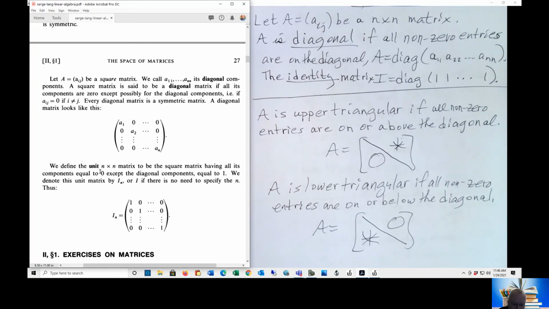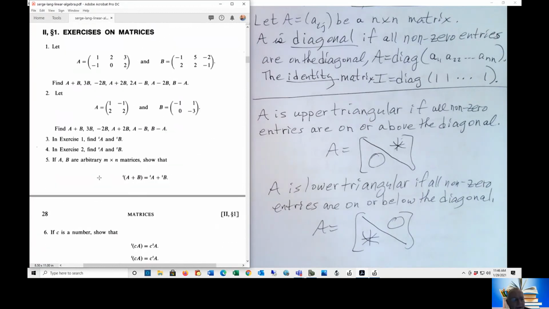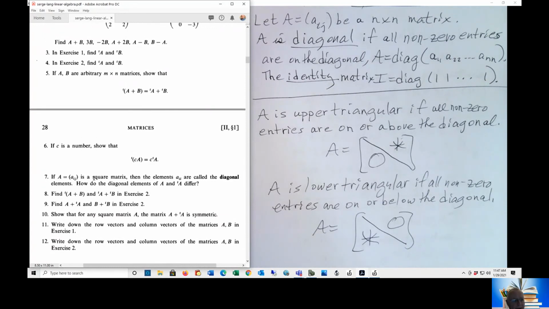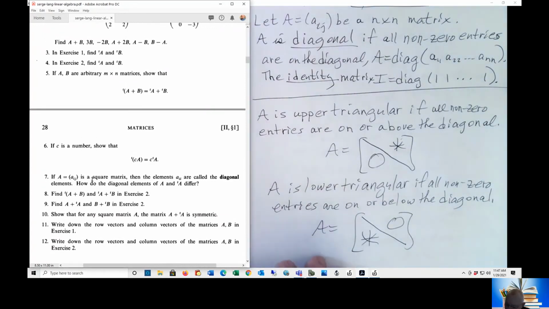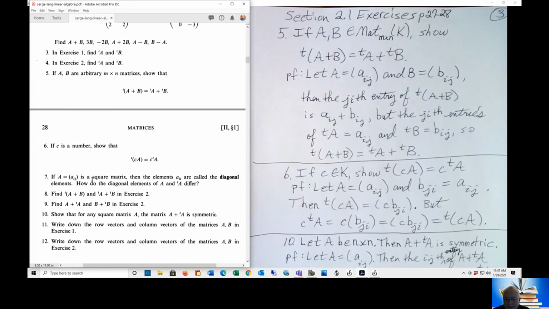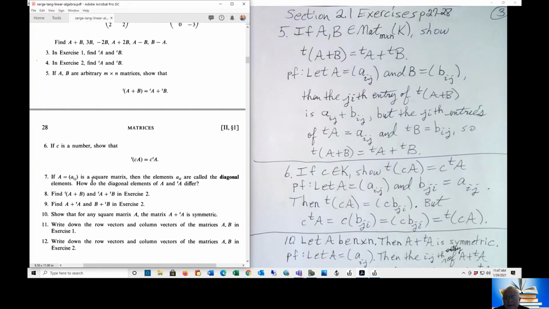And so that's really all I have to say about section 2.1, but to make it a bit more interesting, I do want to look at a few exercises here. In particular, I want to look at exercises 5, 6, and 10. All right, let's look at exercise 5 here on pages 27 and 28.